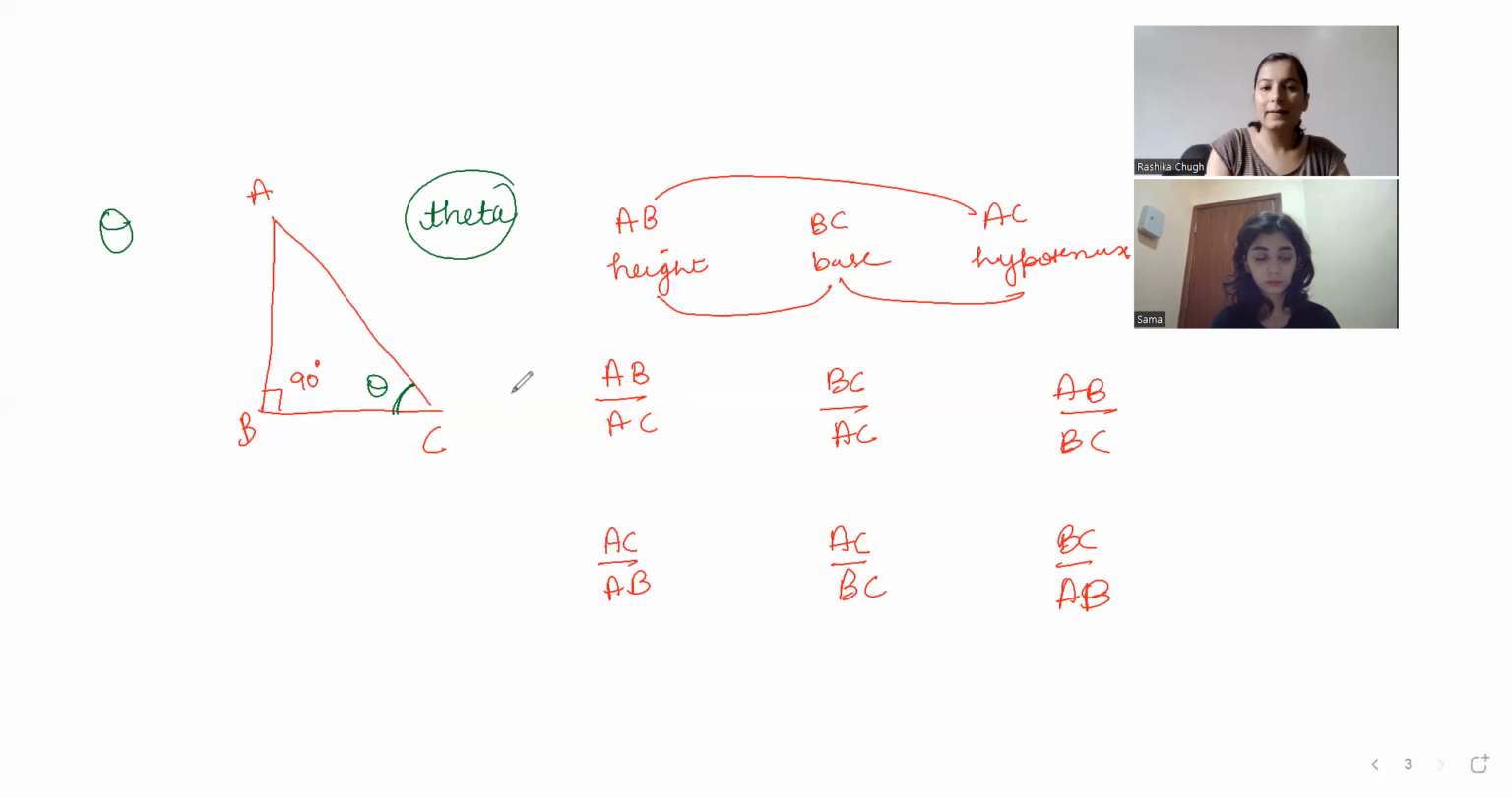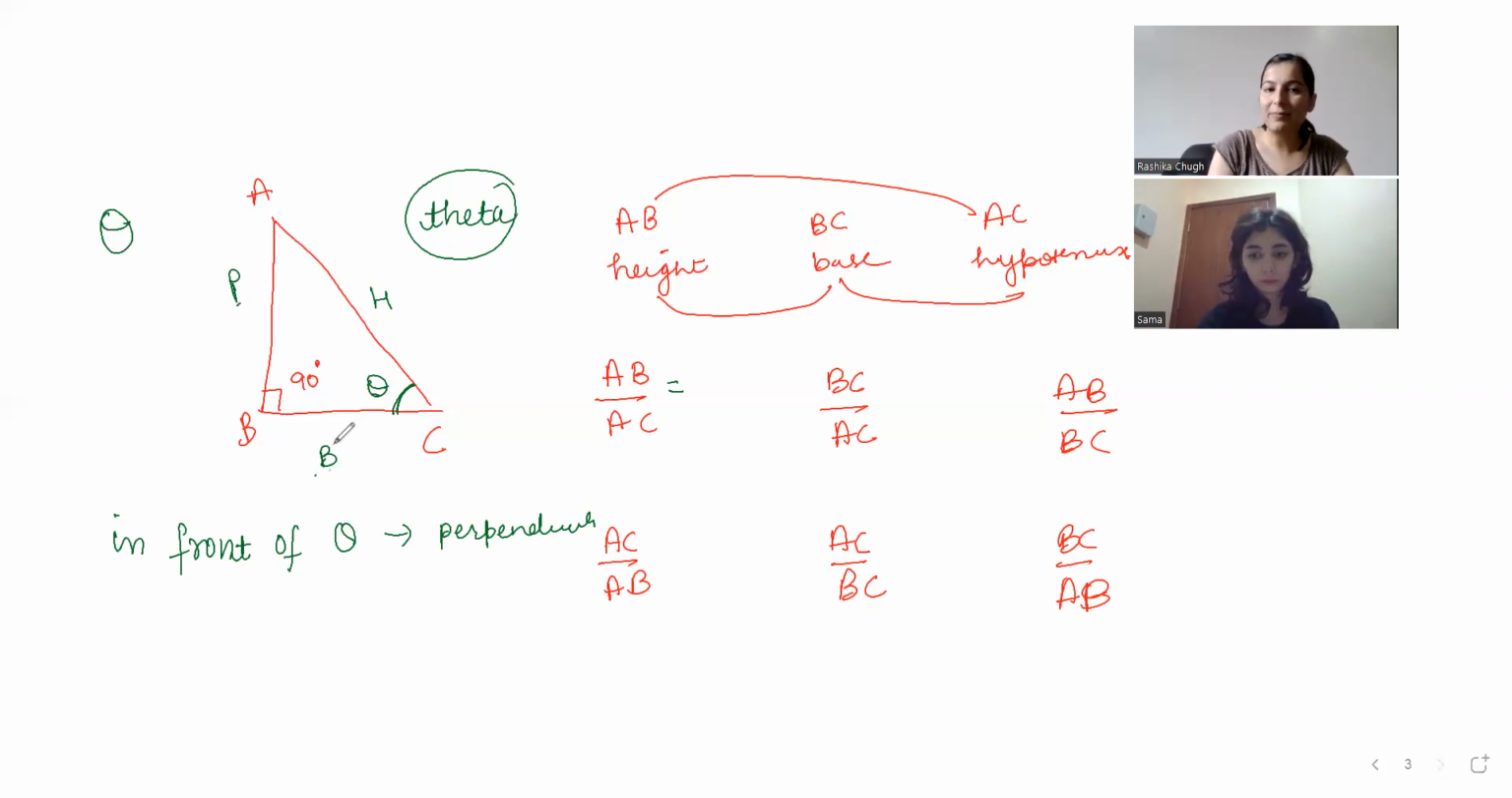Now, according to this theta, this is perpendicular, this is base, and this is hypotenuse. How do we come to know which is perpendicular and which is base? This is a very important point and it changes your whole answer. In front of theta will always be the perpendicular. Whatever angle you are taking, in front of that will be your perpendicular. The second one will be base. And the highest one, the largest side, is the hypotenuse. AB is our perpendicular according to theta and AC is always the hypotenuse.